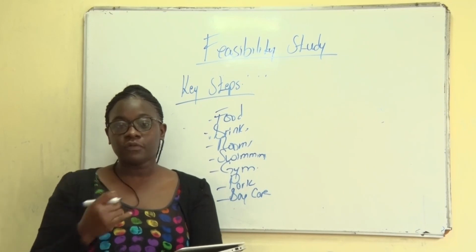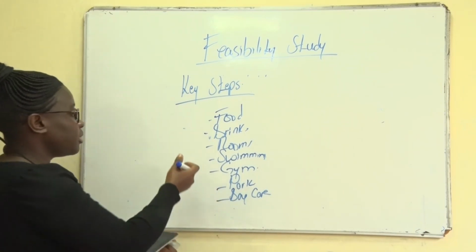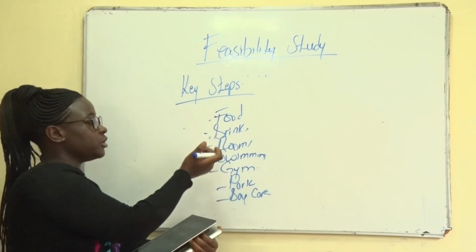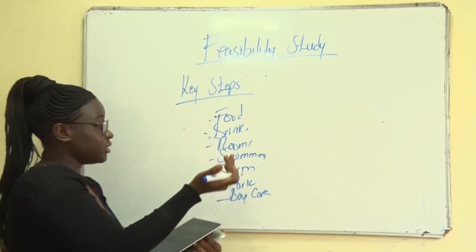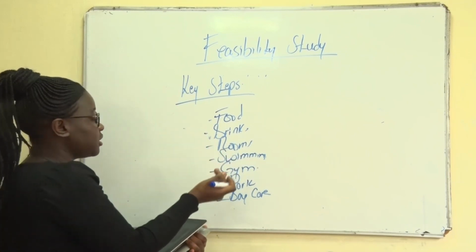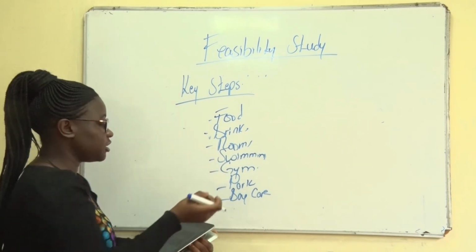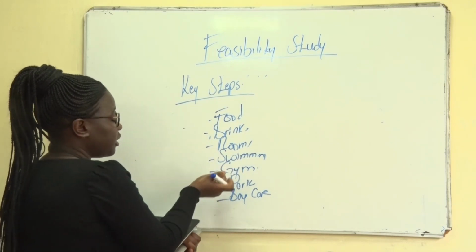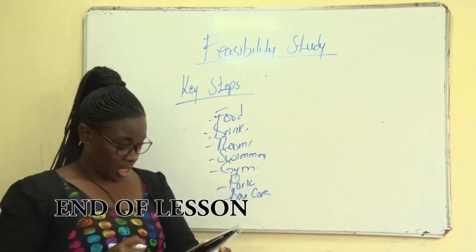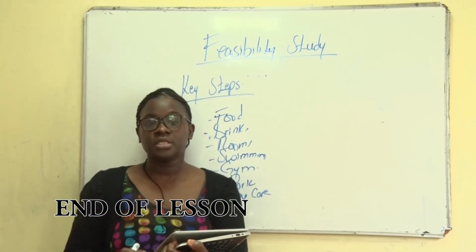And when we talk of revenue resources, we have said that you can consider doing good food, offering a wide range of drinks, both cheap and expensive, room occupancy, the pool, you add more activities at the gym, at the kids park and at the daycares. So that's all for feasibility study.